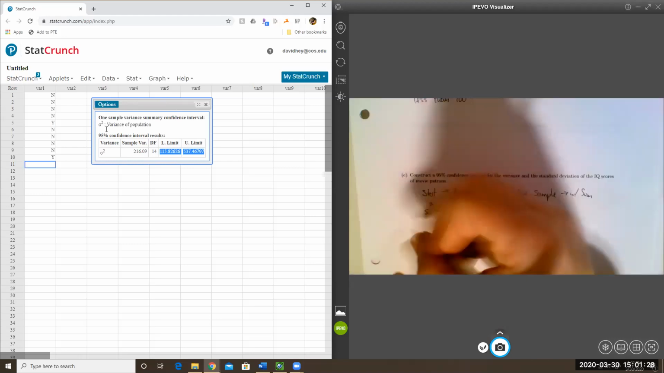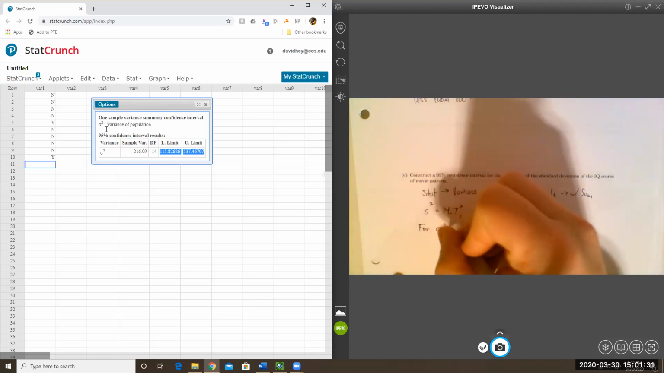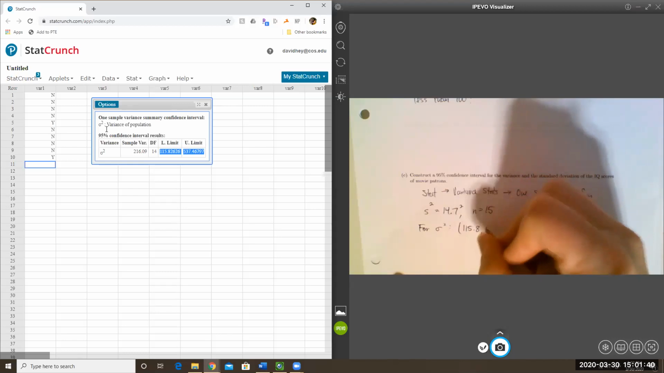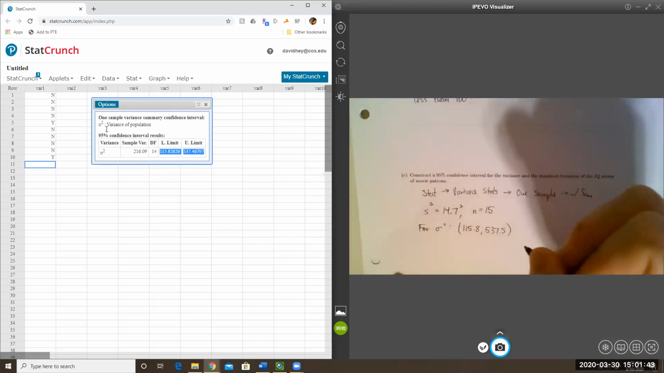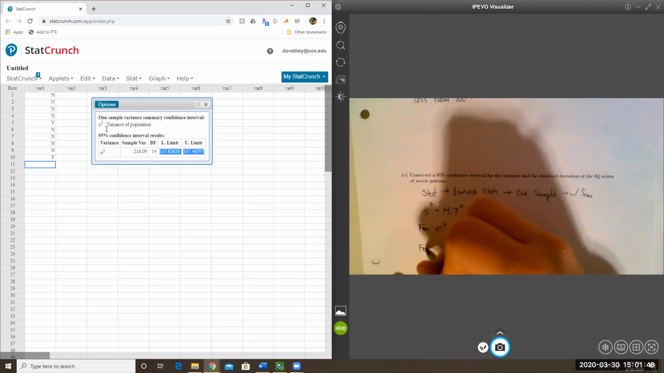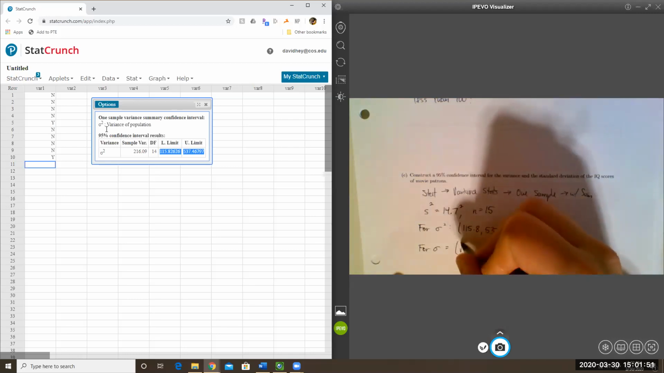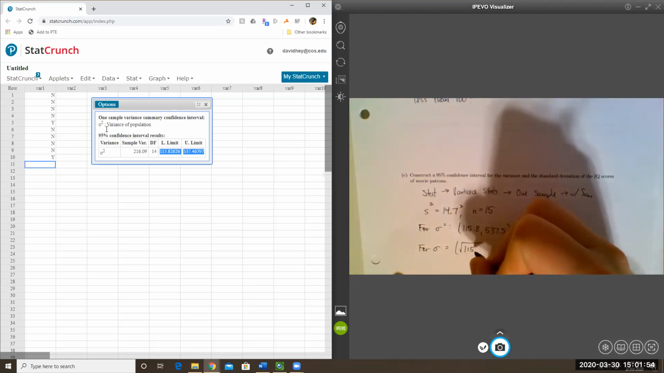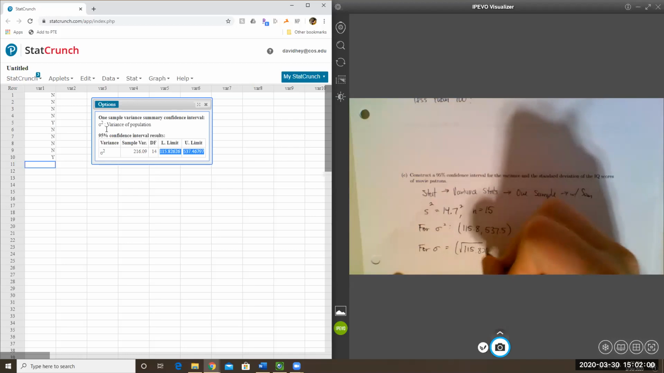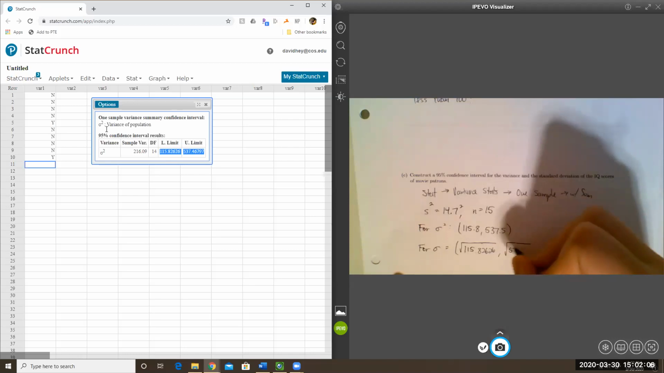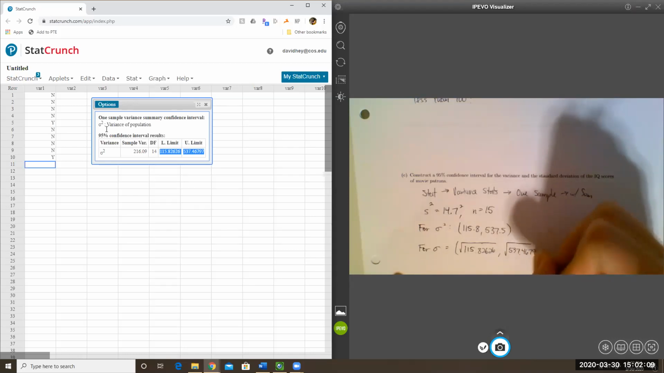So I'm going to say something like this. For sigma squared, the confidence interval rounding to 1 decimal place is 115.8 to 537.5. For sigma, I'm going to take the square root of those numbers. Actually, I'm going to use the full numbers. So square root of 115.82626, and square root of 537.46797.